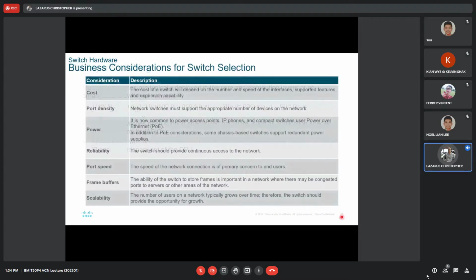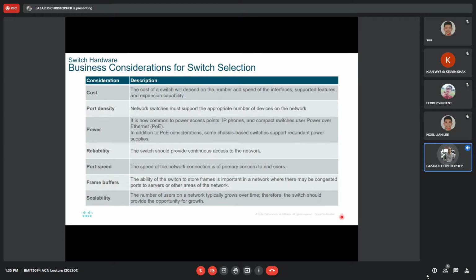So if you want to purchase a switch, these are the business considerations. Normally the topmost is the cost. The more features you want for the switch, the costlier it will be. It depends on the number and speed of interfaces. Number means how many switch ports are available: 12, 24, or 48. Always doubling, the number of ports.